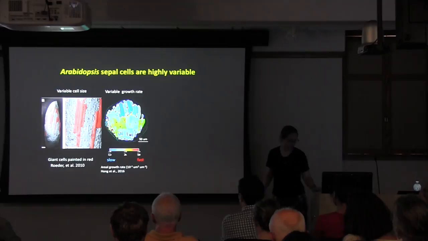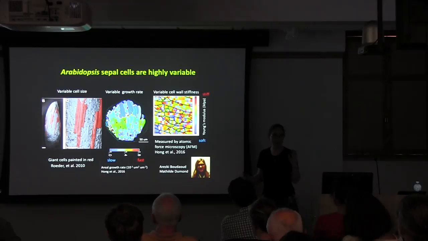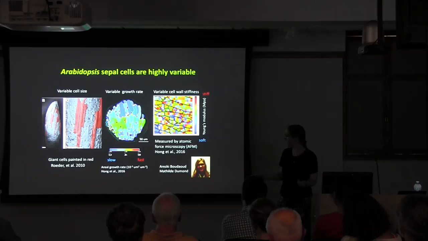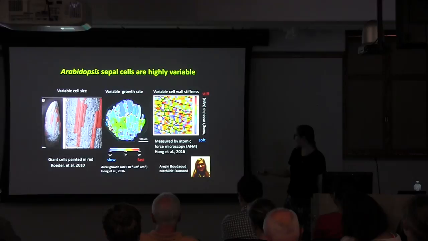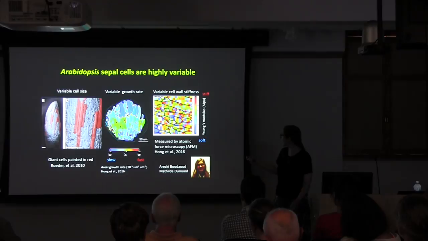And if we think about plant cells, their growth is regulated by the cell wall mechanics and the turgor pressure inside. And so we also have looked at cell wall mechanics and find that they're highly variable as well. So in collaboration with Oreski Boudoud and Mathilde Dumont, we did atomic force microscopy to look at the cell wall mechanical properties. So here's another heat map.